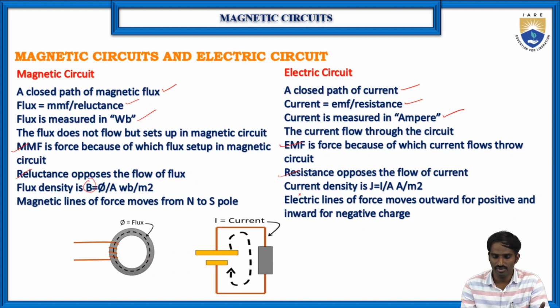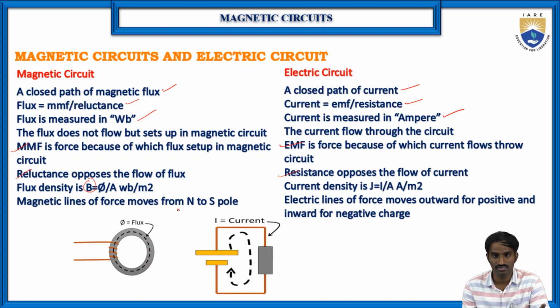And then coming to the current density that we have already studied, usually the current density is represented by J. So current I by, what is that again, the area of the conductor. So that's why it is I by A, which means the unit is amperes per meter square. Here A means amperes.